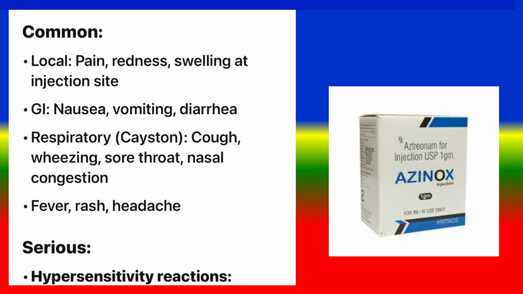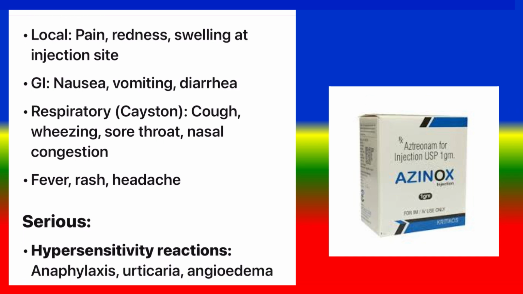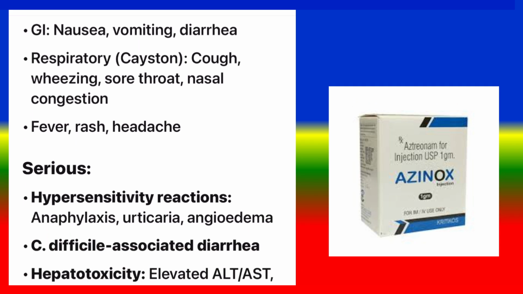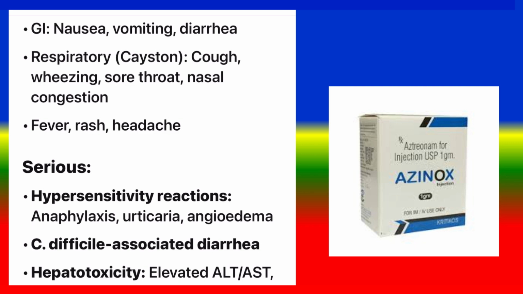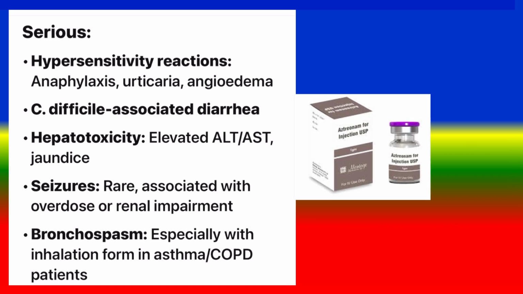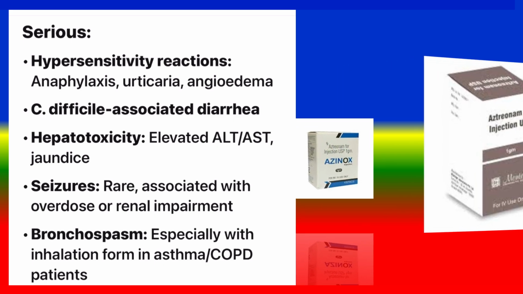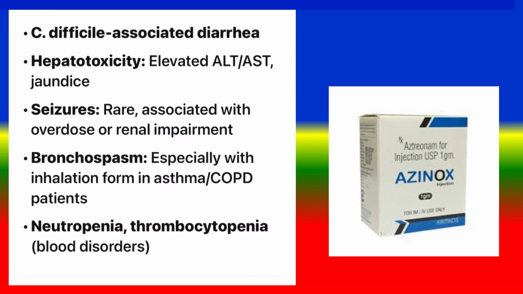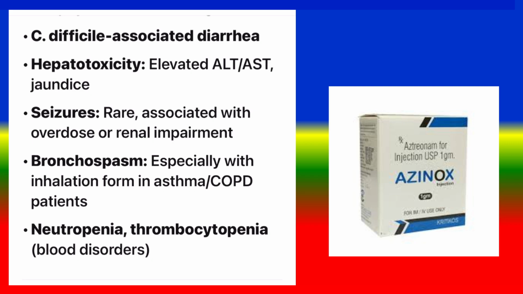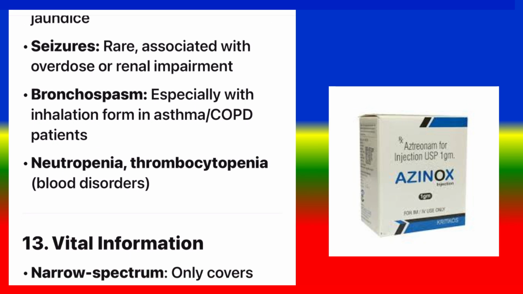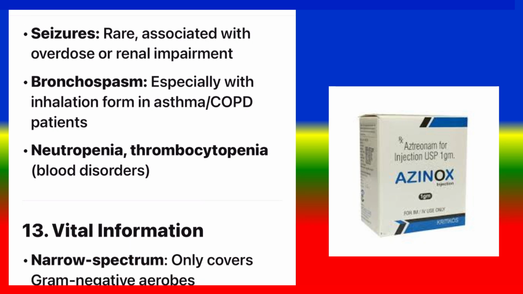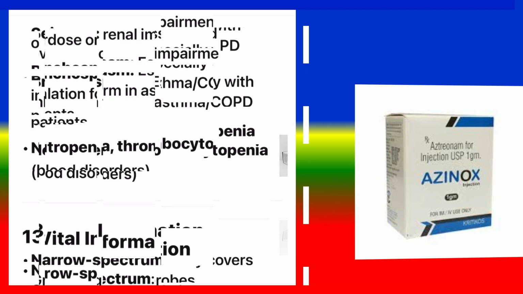Common: local pain, redness, swelling at injection site; GI: nausea, vomiting, diarrhea; respiratory with Cayston: cough, wheezing, sore throat, nasal congestion; fever, rash, headache. Serious: hypersensitivity reactions, anaphylaxis, urticaria, angioedema, C. difficile-associated diarrhea, hepatotoxicity, elevated ALT, jaundice, seizures, rare and associated with overdose or renal impairment, bronchospasm, especially with inhalation form in asthma and COPD patients, neutropenia, thrombocytopenia, blood disorders.